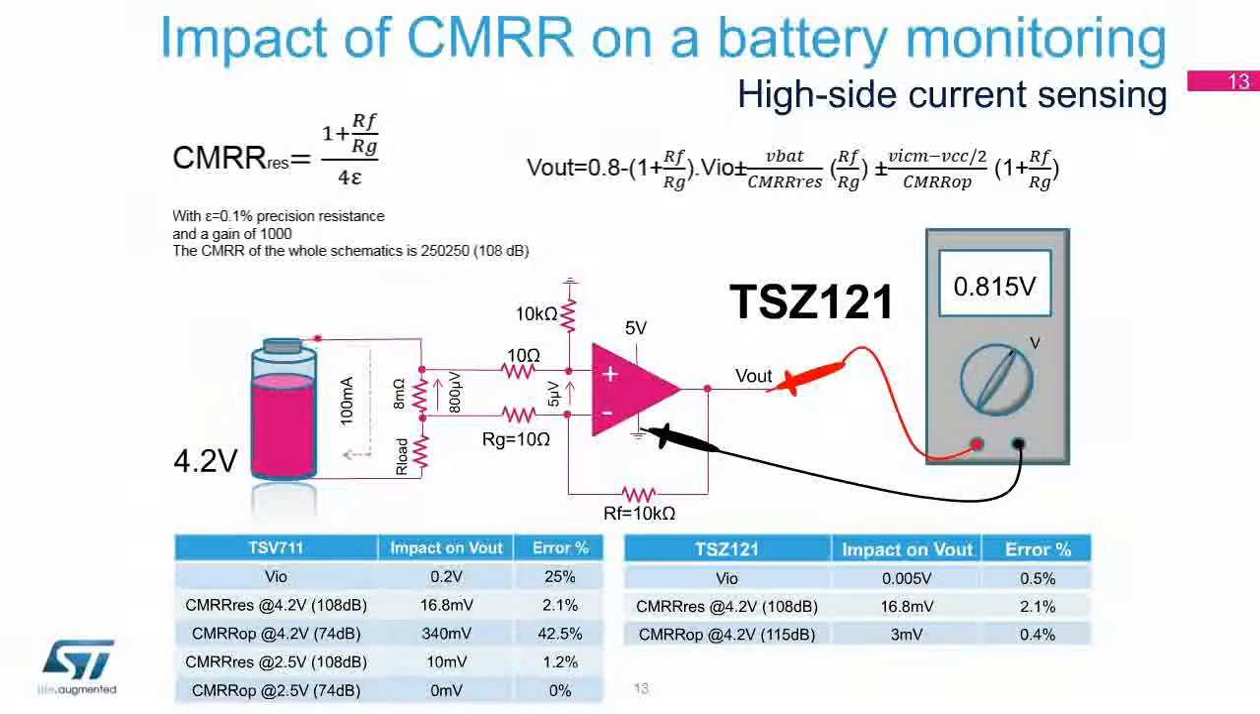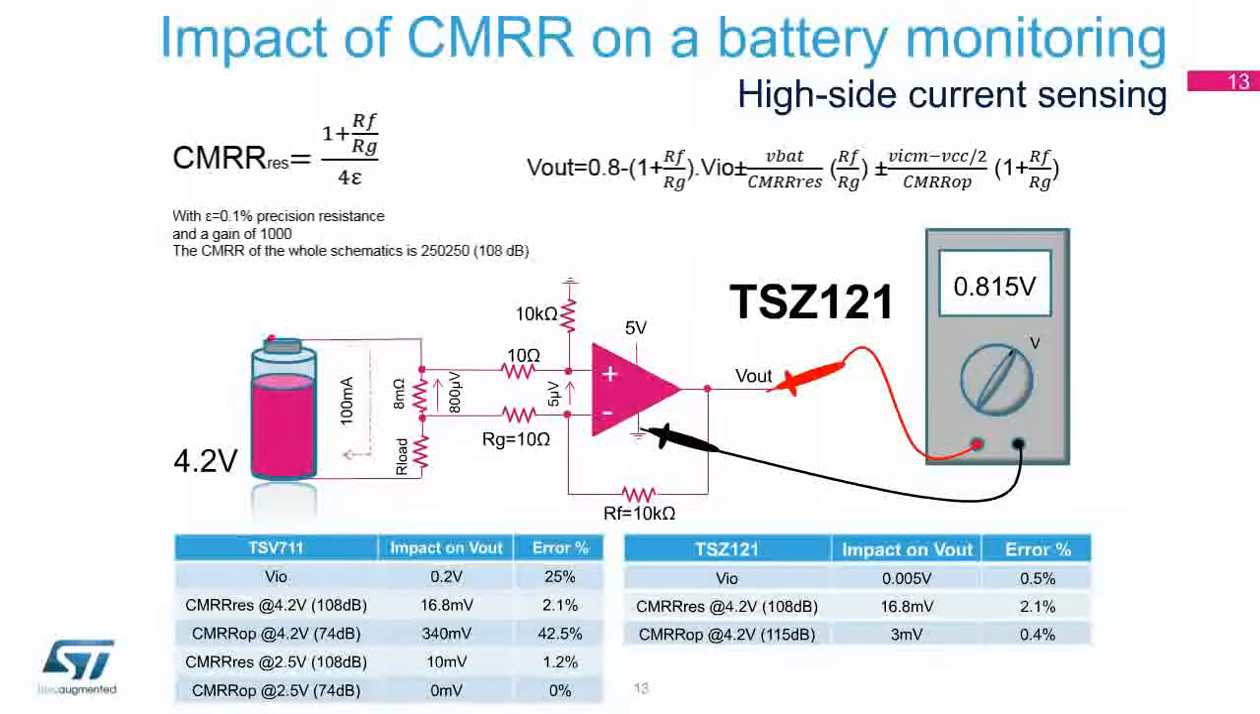When VBAT equals 4.2 volts, it represents only 3 millivolts on the output, so just 0.4% of the error. As already seen with the TSV711, the main error was introduced by the CMRR of the op-amp. In this case, by choosing a more precise op-amp, such as the TSZ121, which exhibits a very high CMRR of 115 dB, the main error is now introduced by the external resistors. With a VCC equals 4.2 volts, the total error has been divided by 10 using the TSZ121.